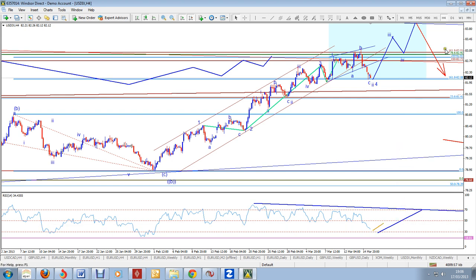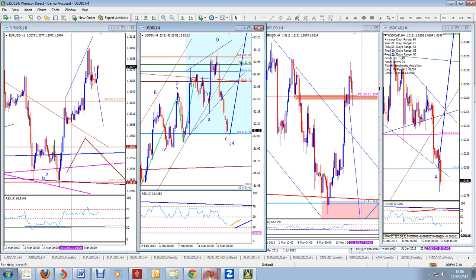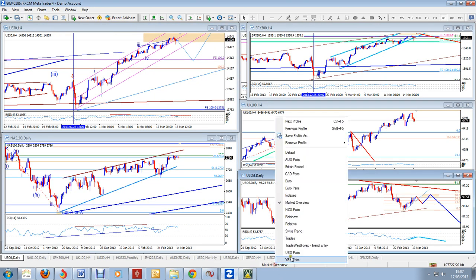So let's move on. We will come back to some other dollar pairs on this particular platform in a second, but for the time being we will go over the US dollar pairs.